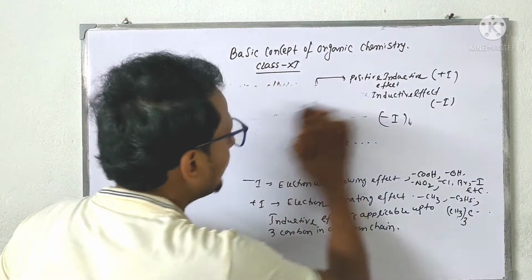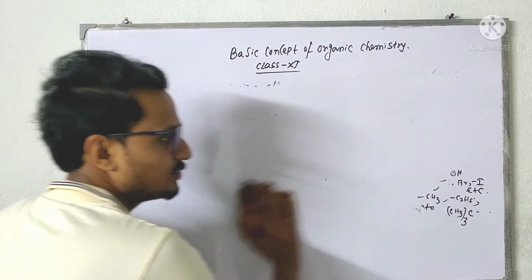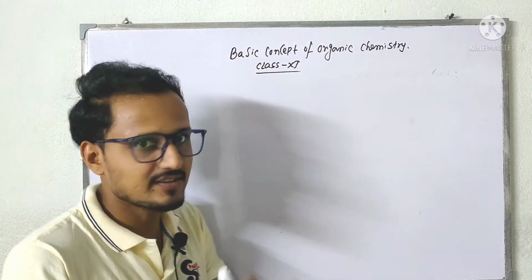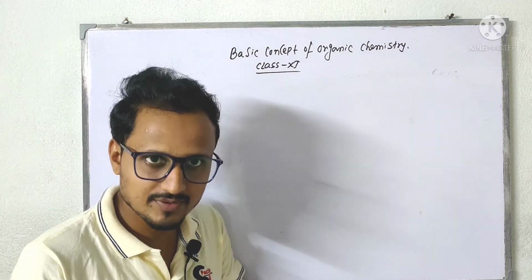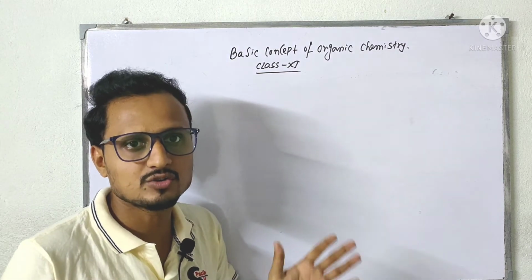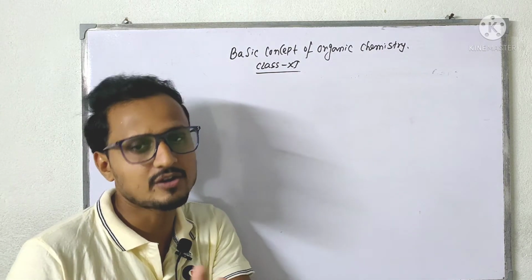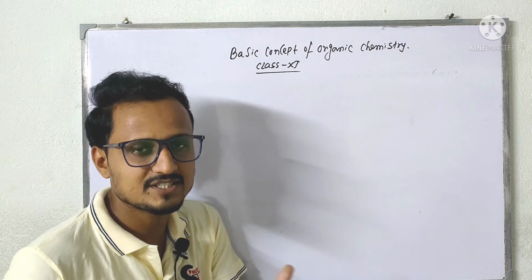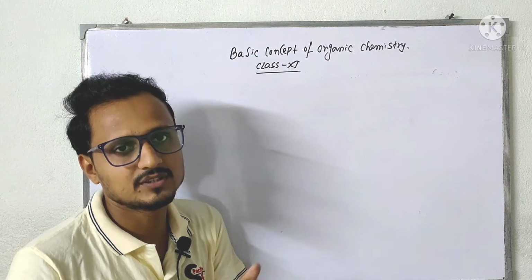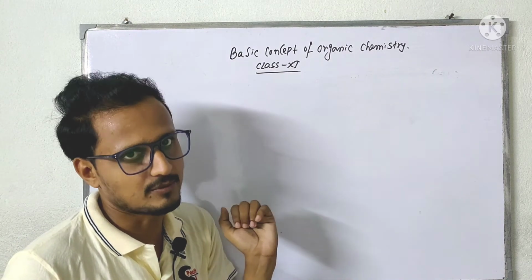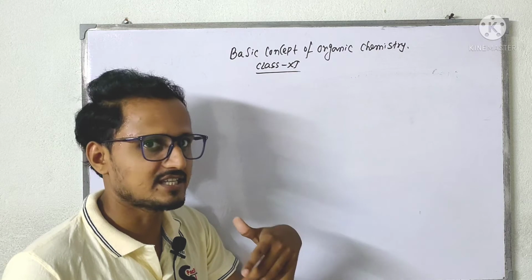Okay, so we will see now. We have done what plus I is. We know now what the plus I effect is and what the minus I effect is. Plus I effect is nothing but the electron pushing effect. Some group will push the bonded pair of electrons towards the neighbor carbon up to 3 carbon in an organic chain. And minus I effect is the electron withdrawing effect. That means it will withdraw the electron from the carbon or from the bonds up to 3 carbon in an organic compound. So these are the plus I and minus I effect.